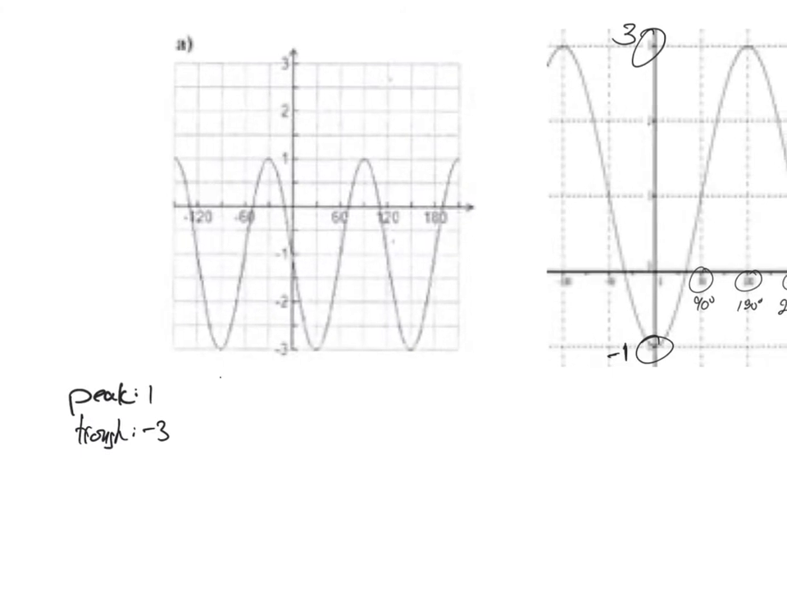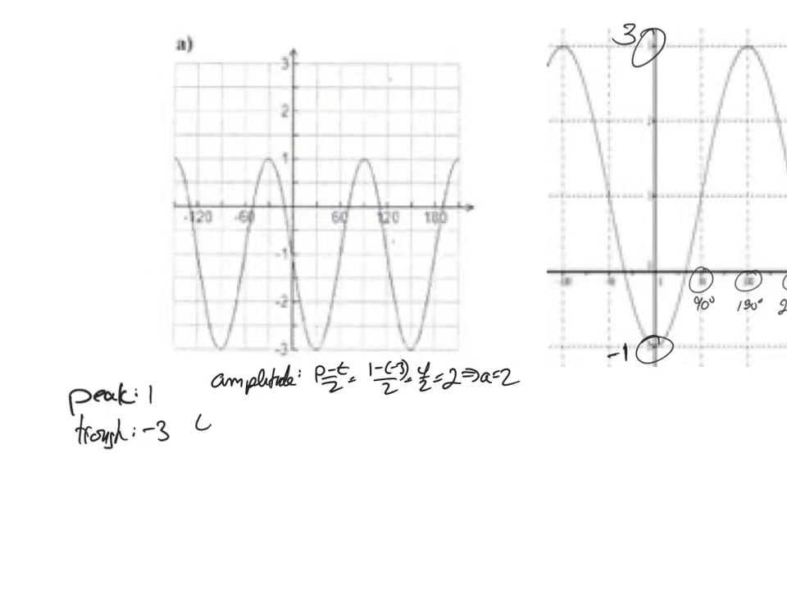The first one is the amplitude. So amplitude is peak minus trough over 2. In this case, it's going to be 1 minus minus 3 over 2, which is 4 over 2, which is 2. Once we have the amplitude, that means we have the a value is 2.